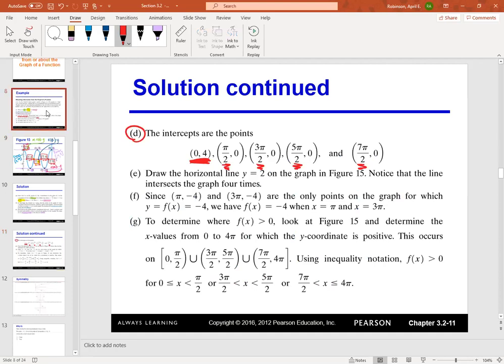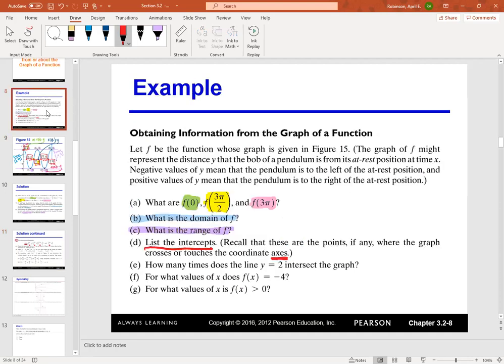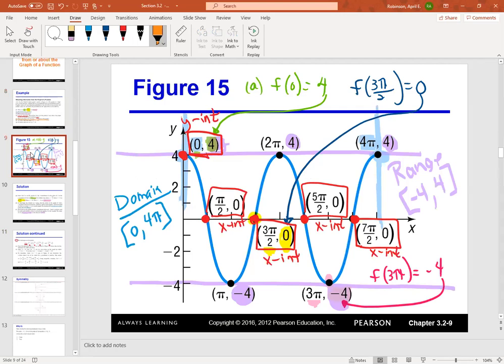Okay, we're going back to the questions. E says, how many times does the line y equals 2 intersect the graph? Okay, y equals 2, that's a horizontal line, and it would go through the y-axis at 2. So if I draw it going straight across here, it crosses it 1, 2, 3, 4 times. So the answer is 4.